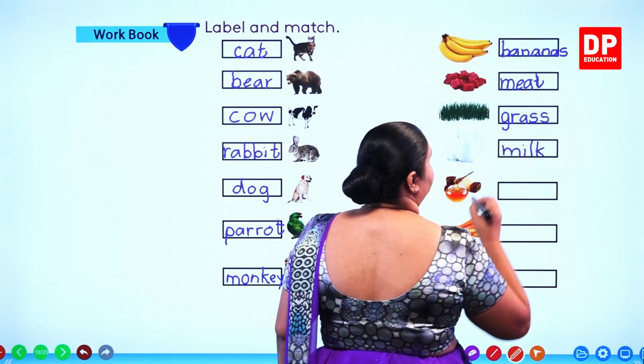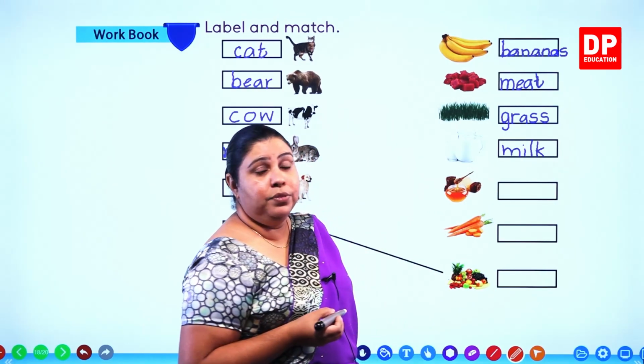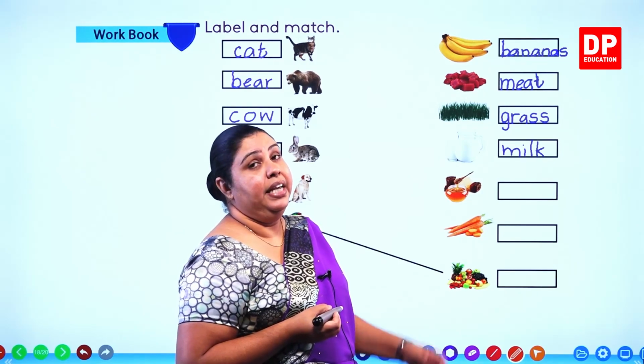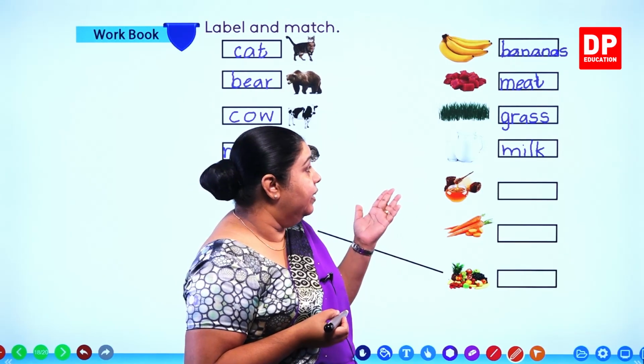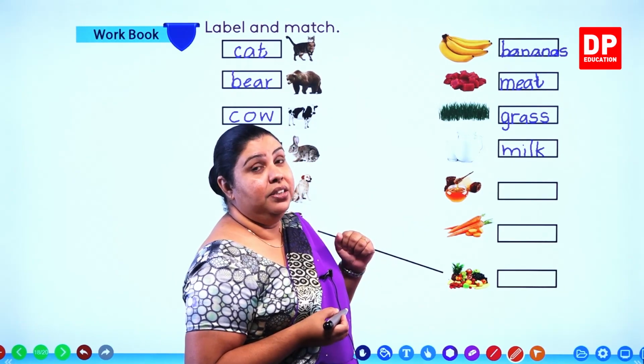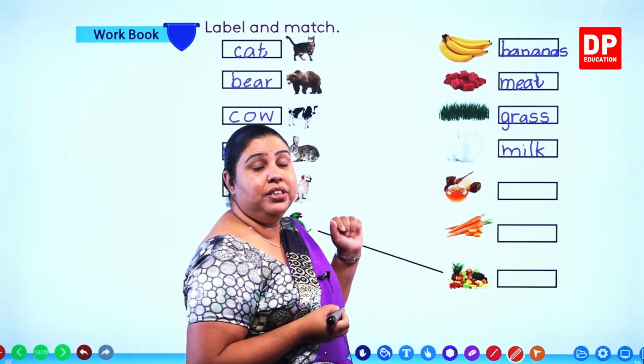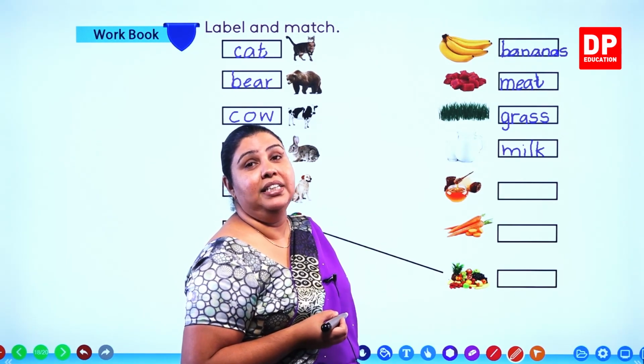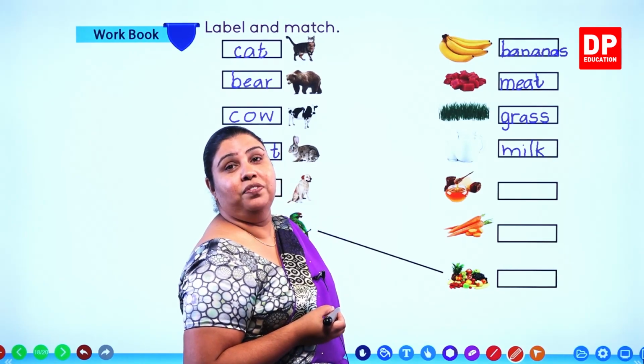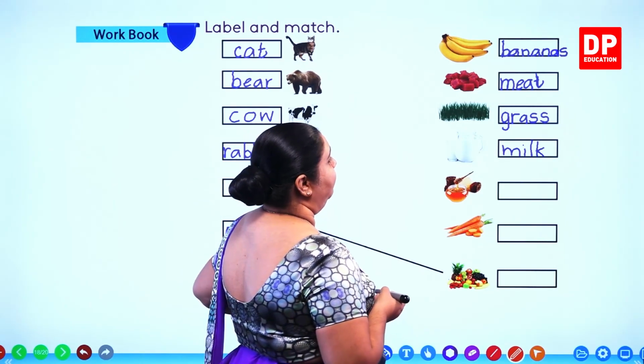M-I-L-K. Now that is why I told you, you have to know how to write these words. If not, you can't find the animal who likes to drink milk. You have to match them. So to do all these activities, you need to know the spellings of these words as well. So you have to know them.